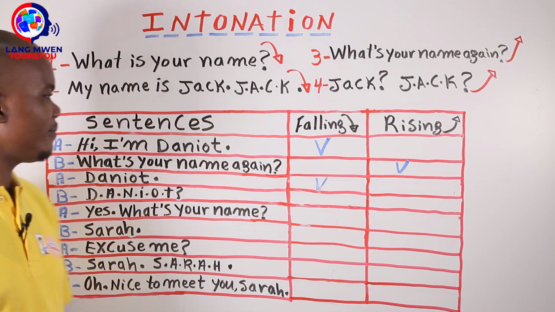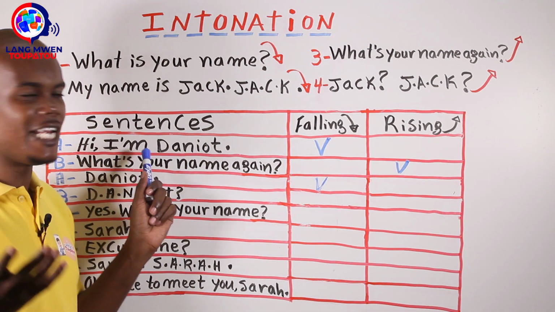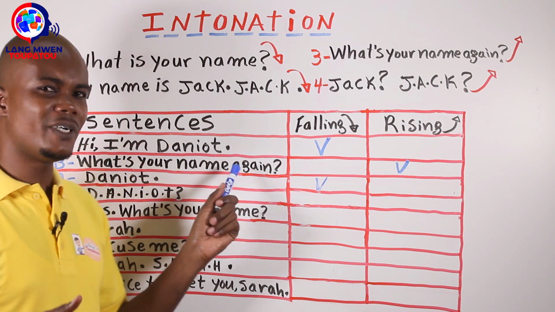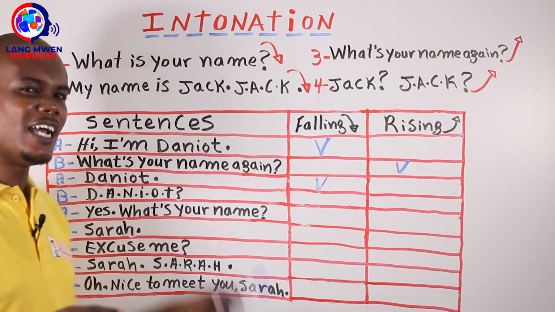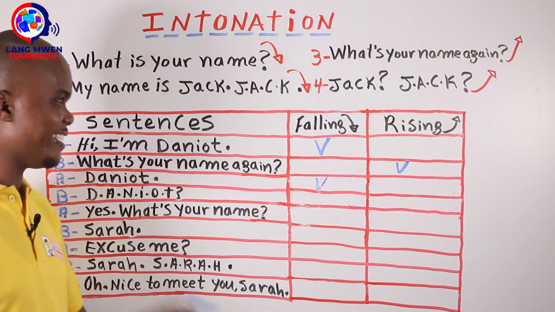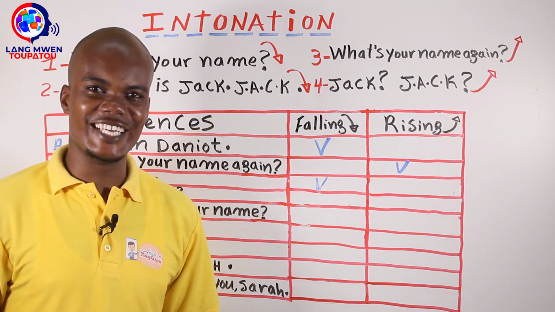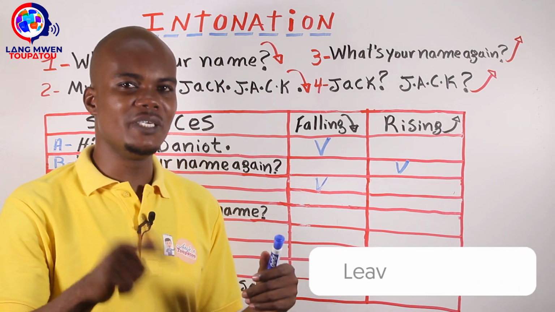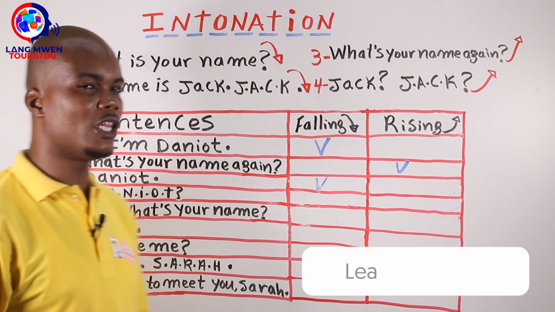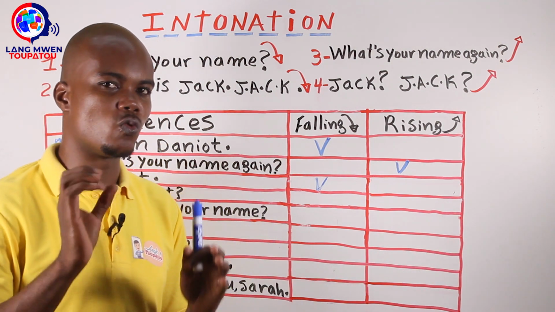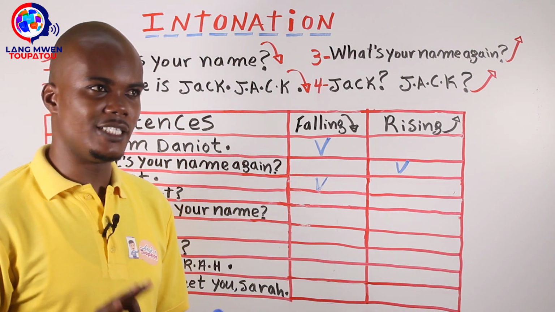Hi, I'm Daniel. What's your name again? Daniel. This is falling or rising intonation. You can comment below in the comment section to say if we have a falling intonation or a rising intonation here in this sentence.